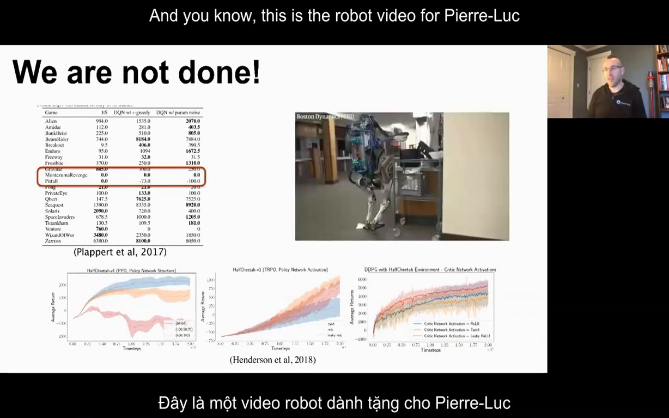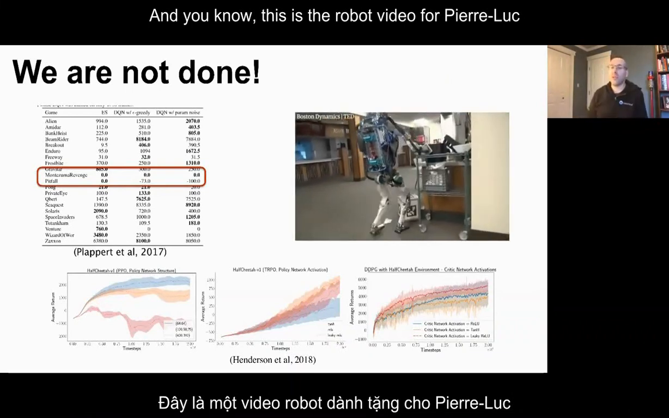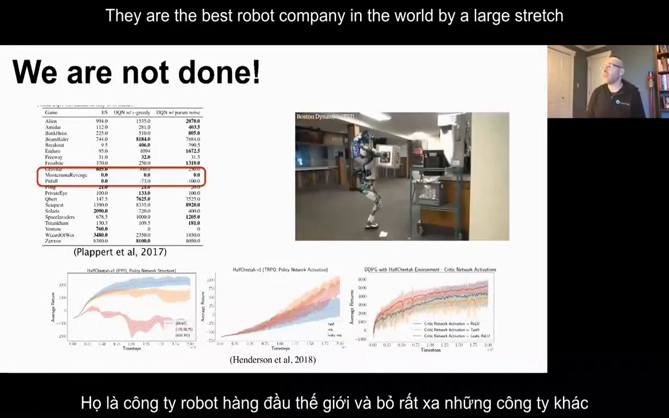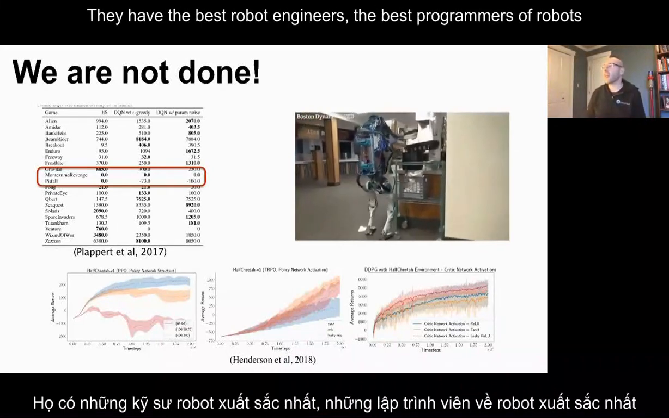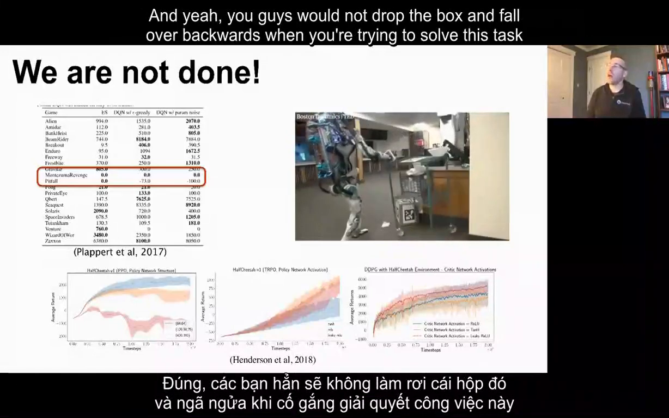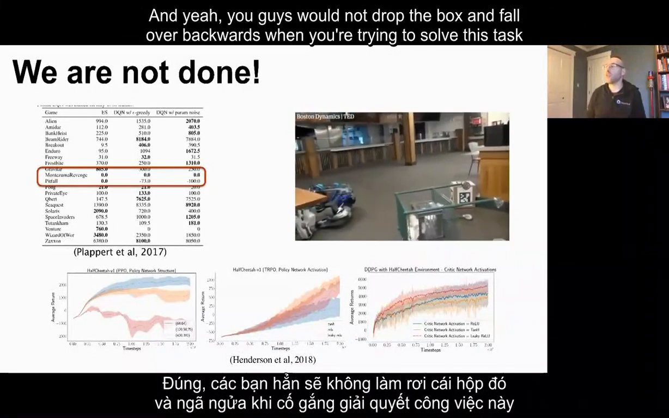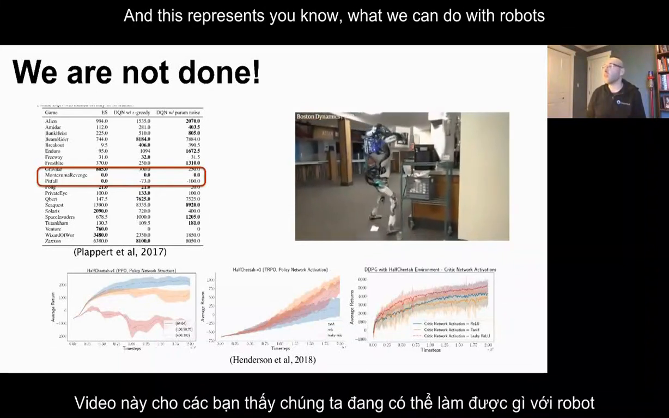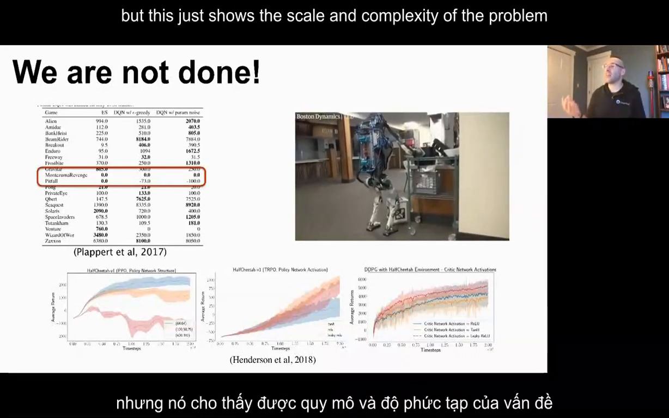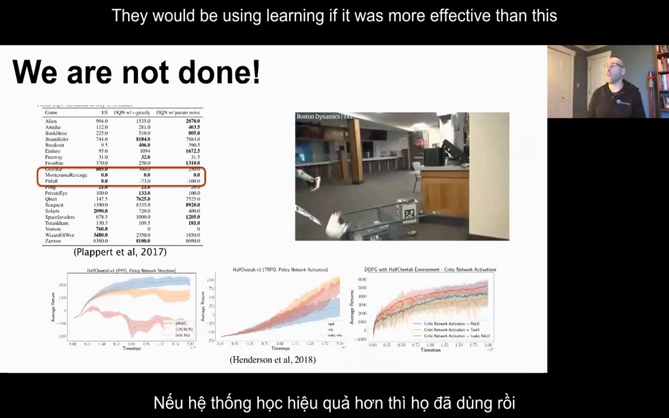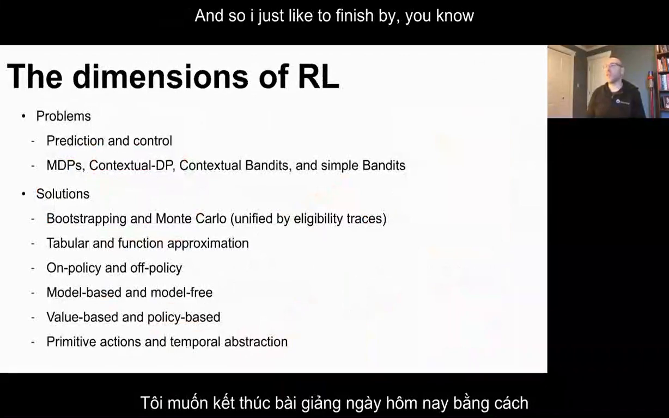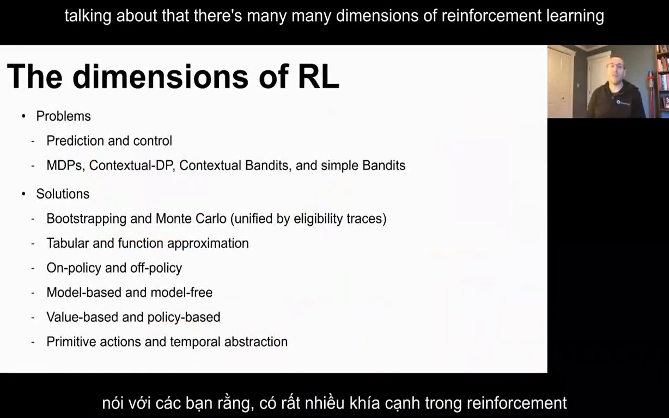And this is the robot video for Pierre-Luc. I love this video because it's showing Boston Dynamics. They are the best robot company in the world by a large stretch. They have the best robot engineers, the best programmers of robots. And yeah, you guys would not drop the box and fall over backwards when you're trying to solve this task, and most humans wouldn't. This represents what we can do with robots. This isn't a learning system, but it shows the scale and complexity of the problem. They would be using learning if it was more effective than this. So everything's wide open for us. And so I'd like to finish by talking about how there are many, many dimensions of reinforcement learning.